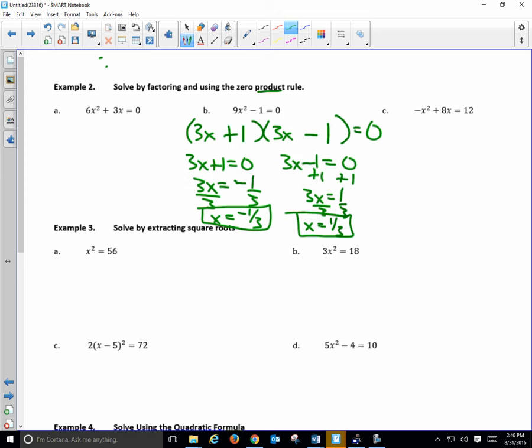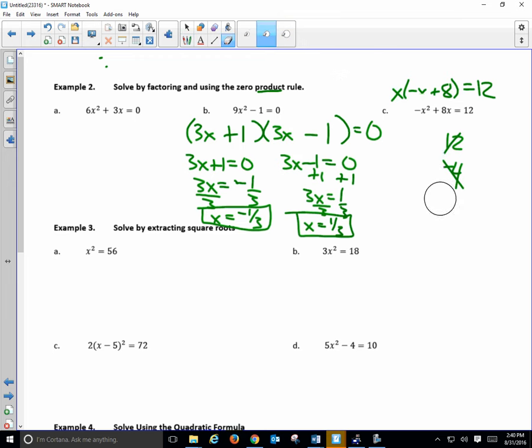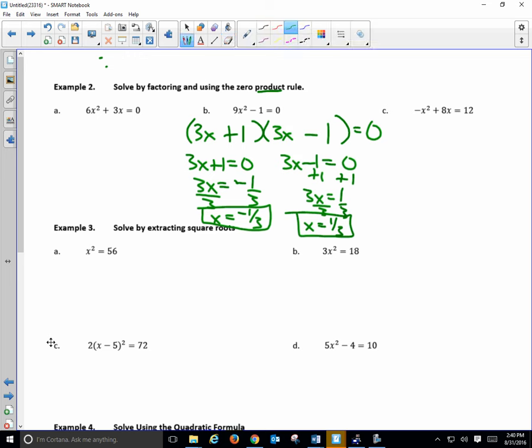The last one is set equal to 12. If I want to use the zero product property, it must be set equal to 0. Don't start factoring it right now. Don't take out an x and say, well, it's negative x plus 8 is equal to 12, so I guess x has to be equal to 12, and if I subtract that, then x is negative 4. No, you just made up voodoo mathematics, and you ruined it. Don't do that, okay? It's called the zero product property, folks. It's called zero product property because it only works for 0. There is no 12 product property.